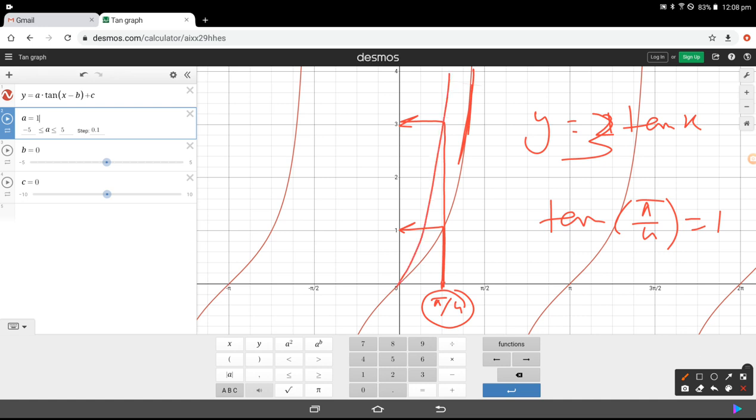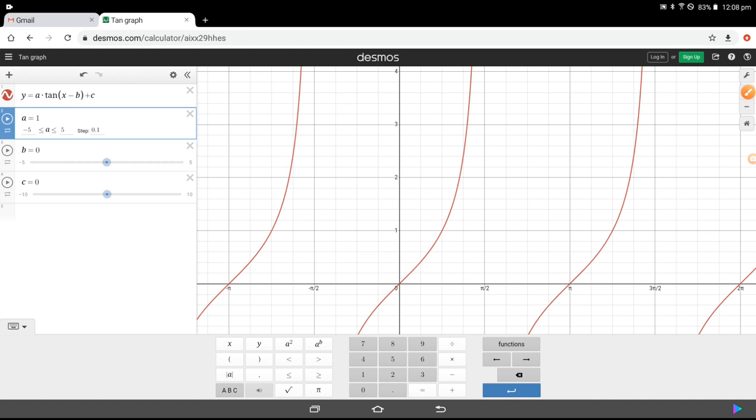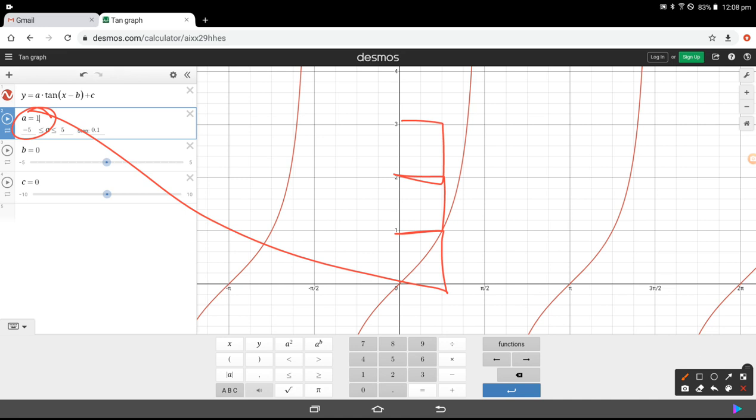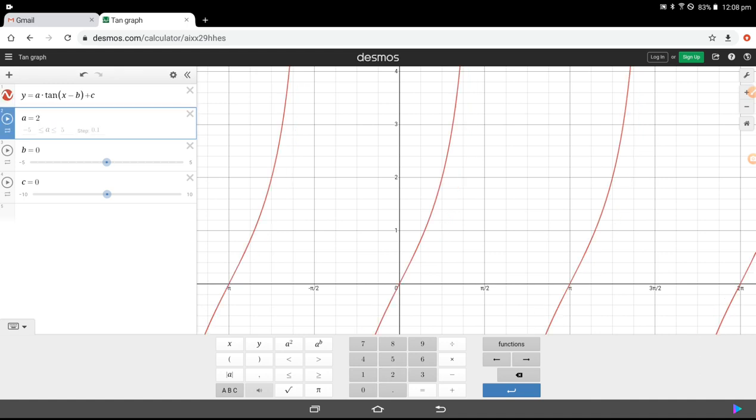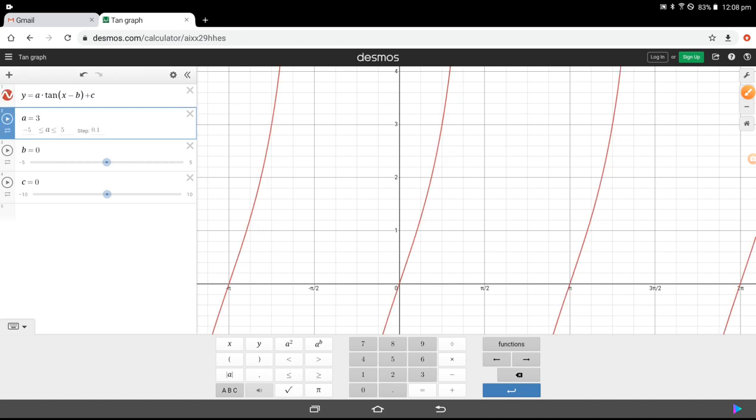So let's see now, have a look. I'm going to change the a value and you keep an eye on the pi by 4 values. First I will show you. Get ready. Now it is 1. I'm changing it to 2. You see, I've changed it to 2, so at pi by 4 it gives you 2. Now I change it again and make it 3. Look, now pi by 4 is here and it gives us 3.